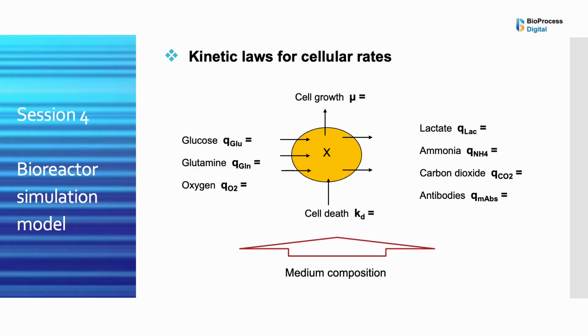The key kinetic laws to be identified in the simulation model are those that describe cellular activities as a function of the culture medium composition. These include rate expressions for cell growth and death, glucose, glutamine, and oxygen consumption, lactate, ammonia, carbon dioxide, and antibodies production.